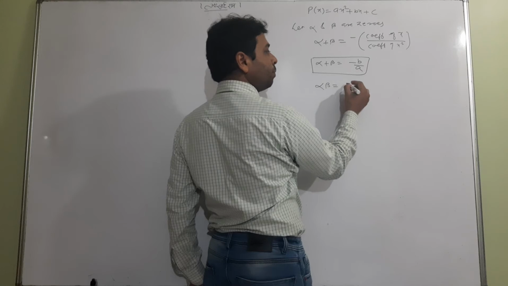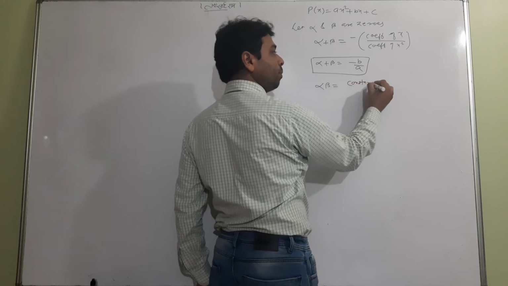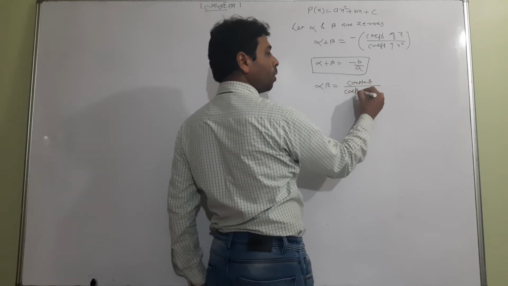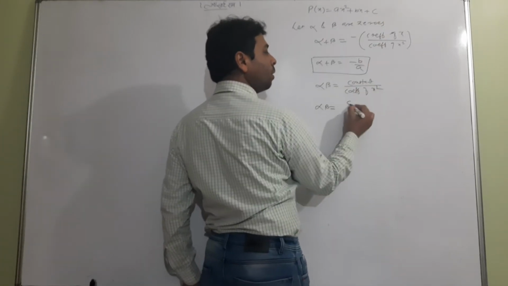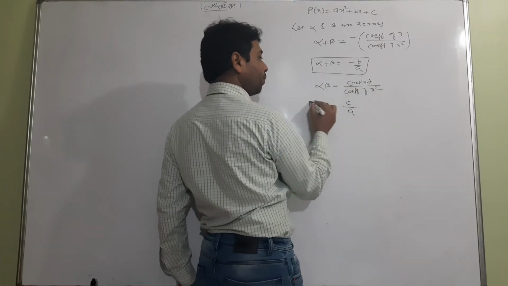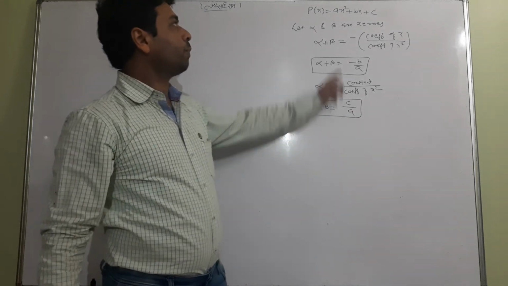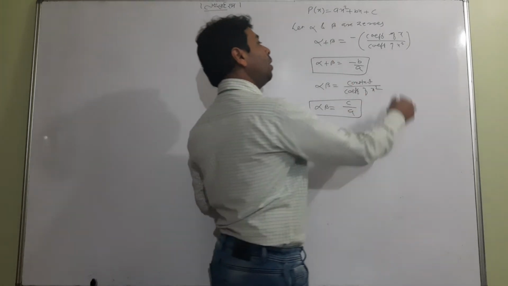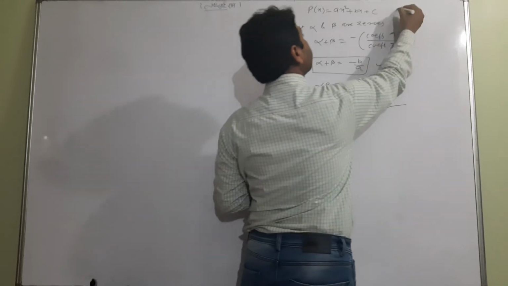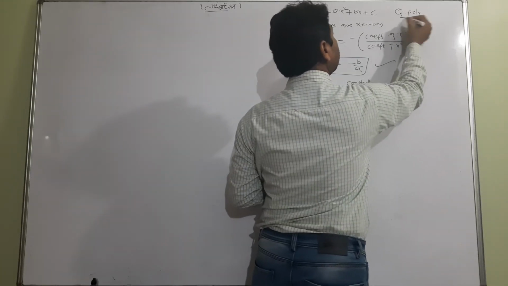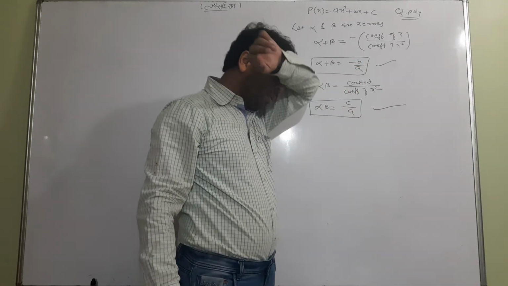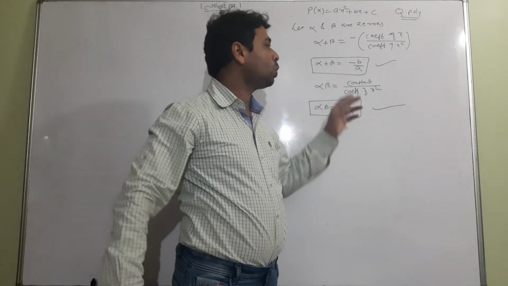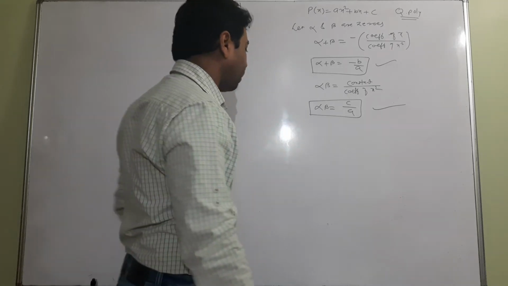Alpha into beta is, you know it, constant term upon coefficient of x square. Now go through this. Constant is c upon a. Coefficient of x square is a. So keep remember, while studying the quadratic polynomial, in the form of that, alpha plus beta always minus b upon a, and alpha into beta is c upon a. So these two certain and specific formulas keep remember now onward.